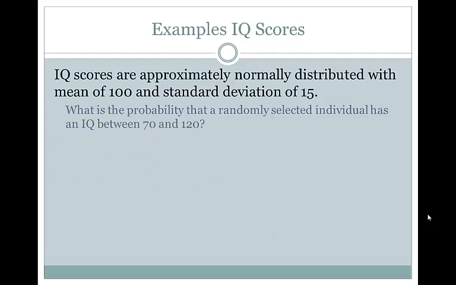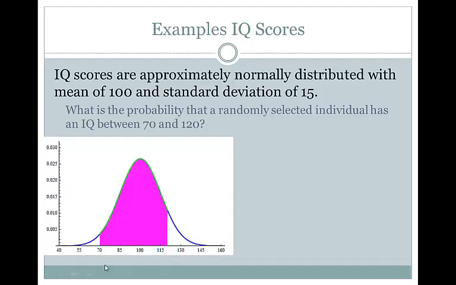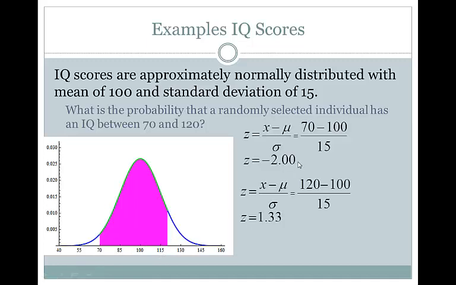Here's another example with IQ scores. Here we want to know the probability a randomly selected individual has an IQ between 70 and 120. Again, the first thing you want to do is draw a picture. And here we want to find the area under the curve between 70 and 120. So we're going to calculate two z-scores, the one corresponding to 70 and the one corresponding to 120. And we've got those there. So this corresponds to a z of -2.